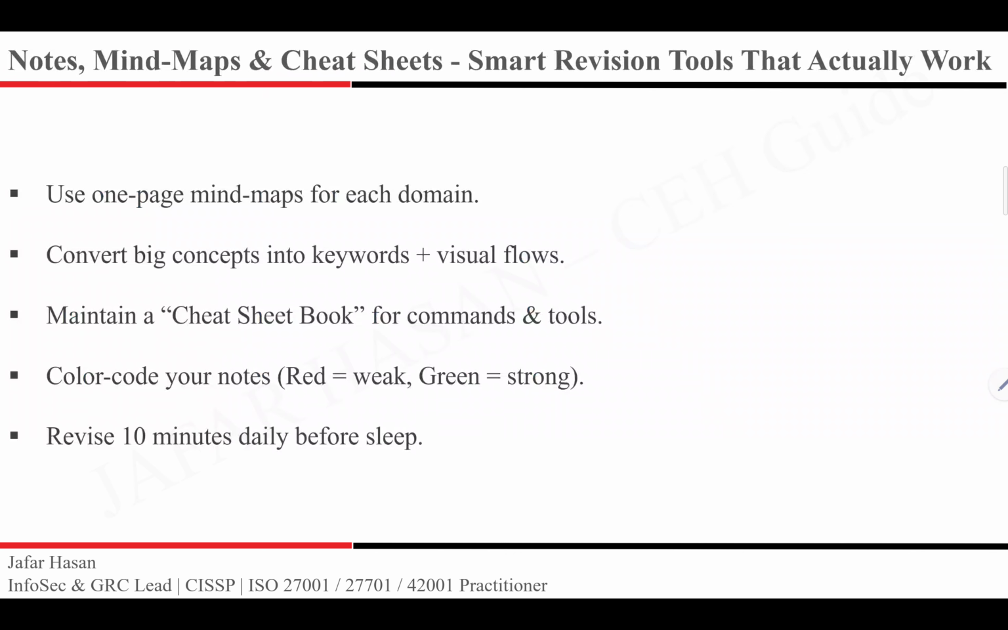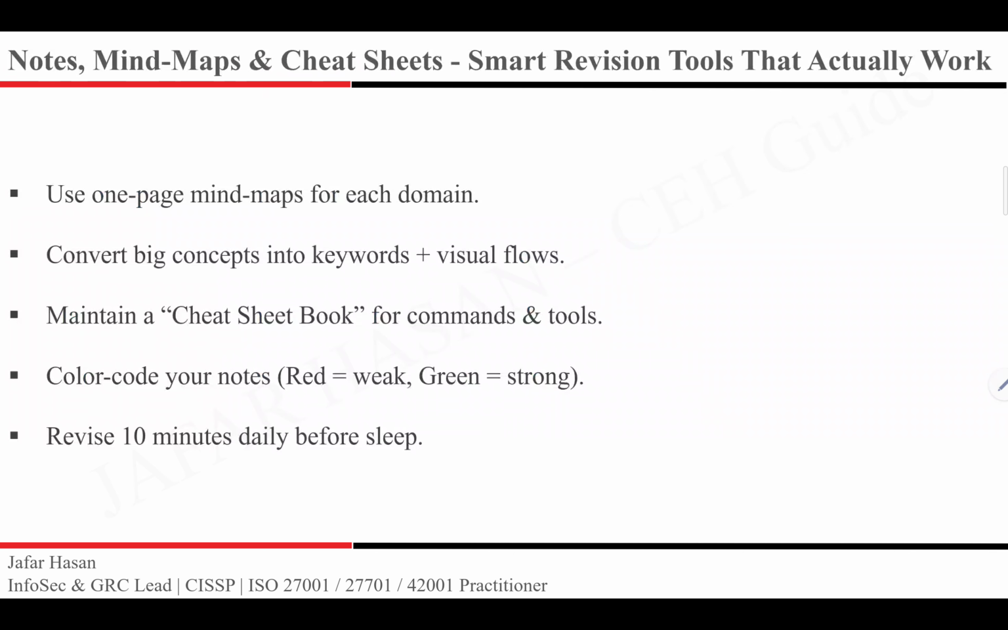You can use colors, arrows, and short keywords, and I always suggest writing your own cheat sheet book. A cheat sheet book is not for cheating purposes, obviously. It's your personal quick revision guide before the exam.